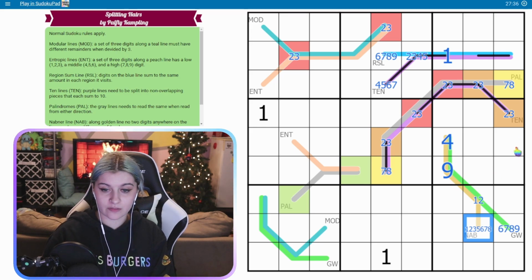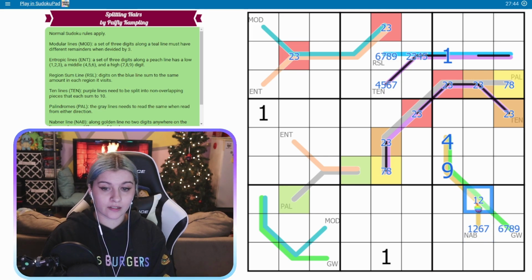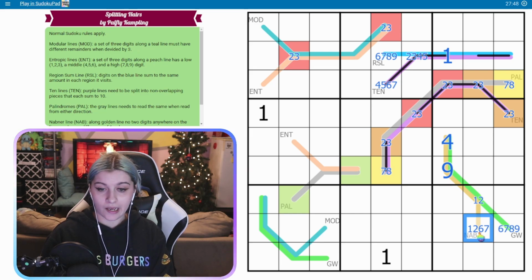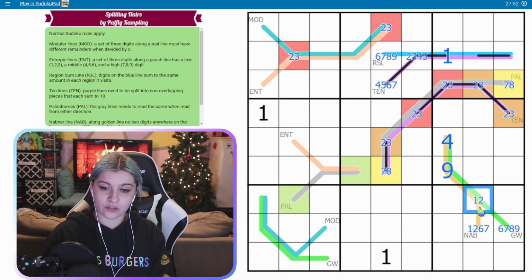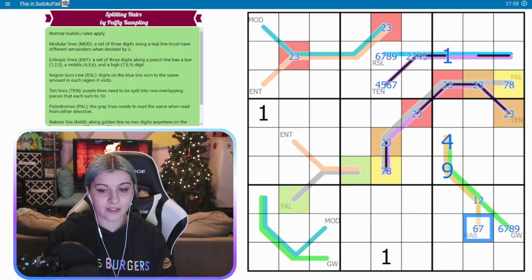I've used a 4, so I can't use a 3 or a 5. I've used a 9, so I can't use an 8. If this is a 1, I can't use a 1 or a 2 again, actually. If I use a 1, I can't use a 2 or another 1. If I use a 2, I can't use another 2 or a 1. So if this has to be 1 or 2, this can't be a 1 or a 2. This is going to be a 6 or a 7, both of which are fine for our Nabner line.